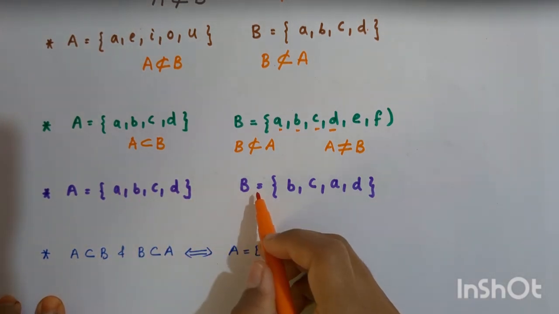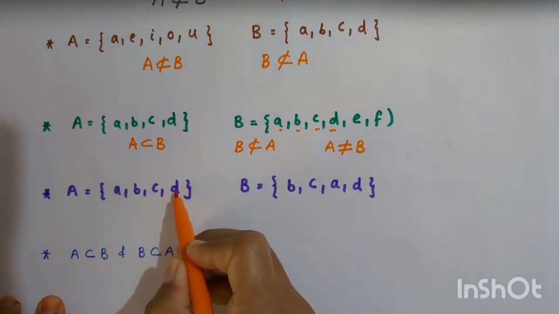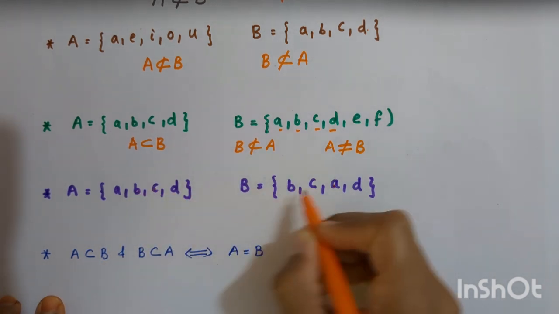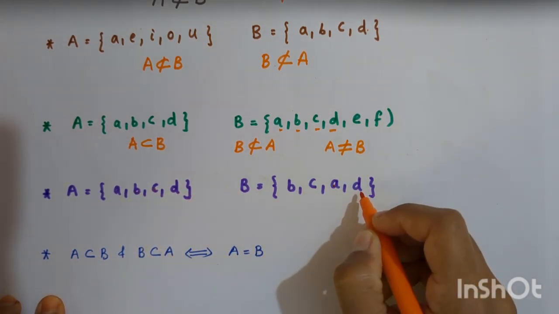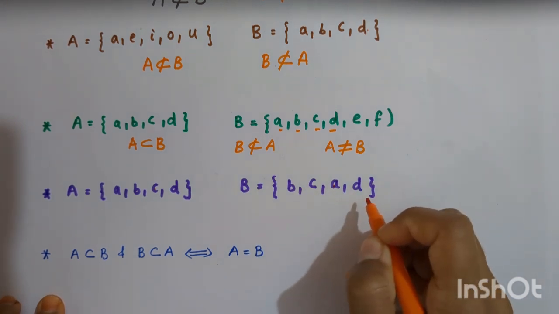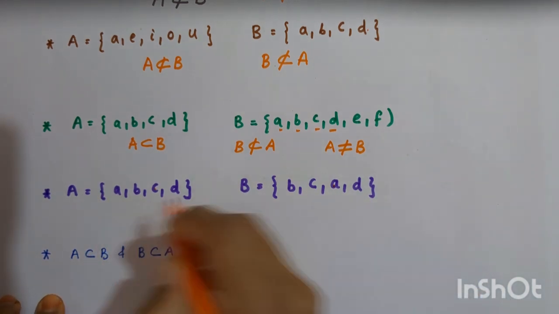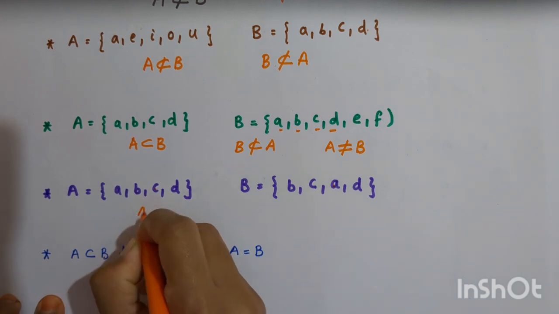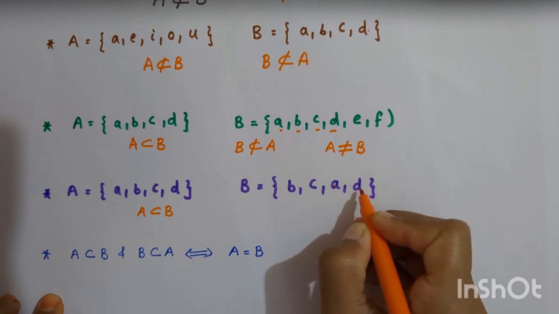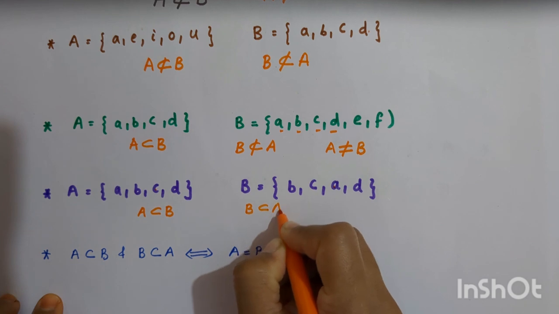Now let us consider these two sets, set A and set B. Here you see, every element of set A is also an element of set B, because A is here, B is here, C is common in both the sets, D is also common in both the sets. Okay, the order of listing the elements is not important or relevant here. So every element of set A is also an element of set B, so we can say that A is a subset of B. Similarly, every element of set B is also an element of set A, so here also we can say that B is a subset of A.